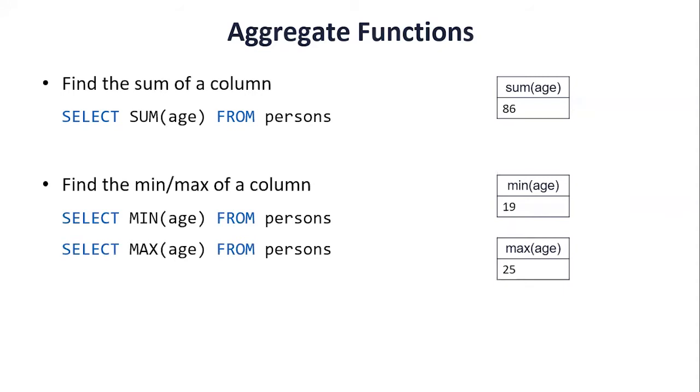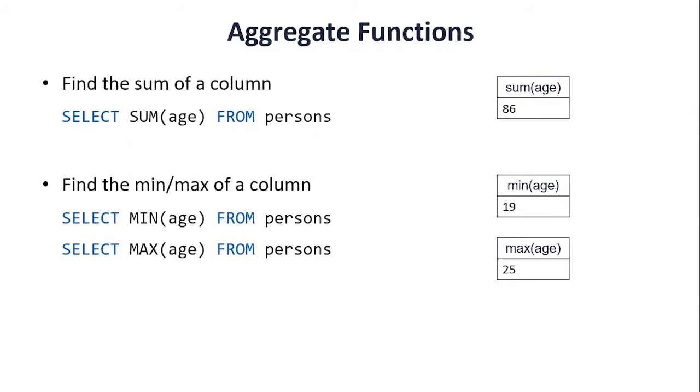And the rest of these aggregate functions can be used in a similar manner. If we want to find the sum of a particular column, the summation, we can use sum age or whatever the column name from the table. So we should get the result as 86 in this case. Or if we want to find what is the minimum value or the maximum value in a particular column, you can use min and max functions.